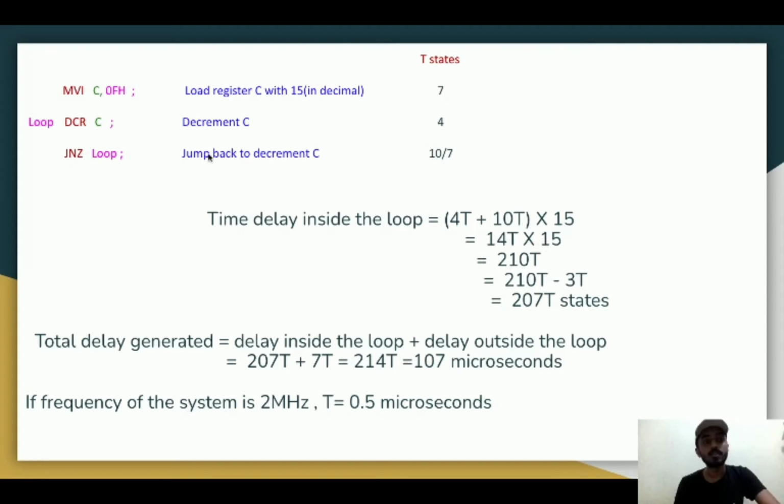And for JNZ, in the last step, as I have told, instead of 10T, 7T is used. So I have to subtract 3T from here, and we got 207T states. So for total delay generated, I have to add the delay inside the loop plus the delay outside the loop, which gives 207 plus 7T equal to 214T. And here I have defined if the frequency of the system is 2 MHz, we get T equal to 0.5 microseconds. And after putting T equal to 0.5 here, we get 107 microseconds as our answer.